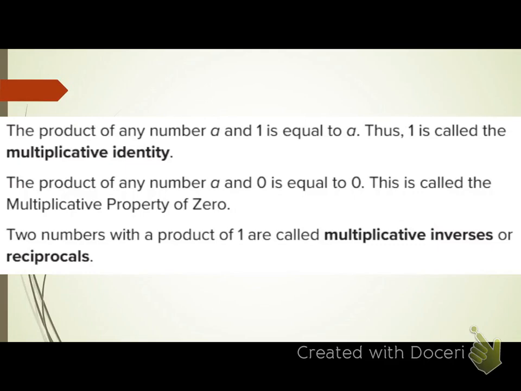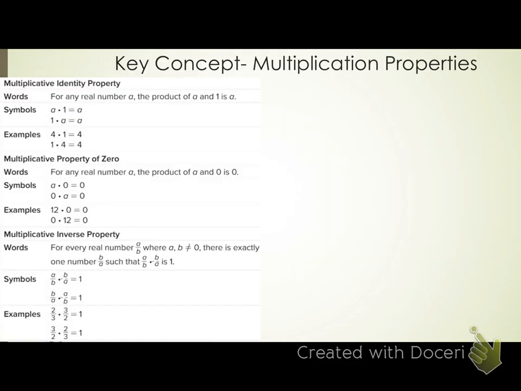Two numbers with a product of 1 are called multiplicative inverses, or another word we can use for it is reciprocals. If I can take a number and multiply it by another number and get 1, they're called multiplicative inverses of each other. They're called reciprocals of each other. Okay? Any questions there? Can you guys read that? Tried to make it as big as I could.